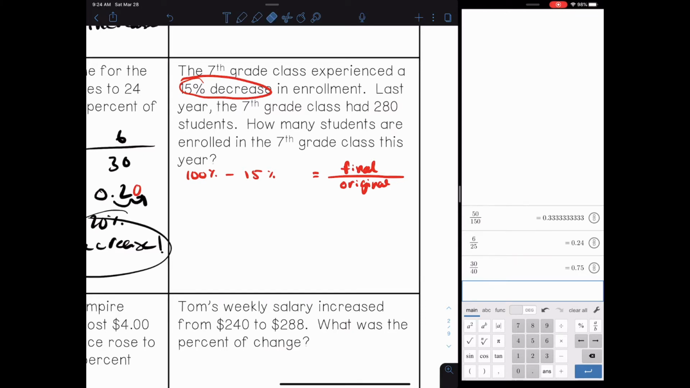Well, that's going to be 85% equals the final divided by the original. Well, how much was it says how many students are enrolled this year? Well, the original amount. How much was the original amount? Well, this was last year, right? So last year it was 280. That's the original amount. And now you want to figure out the final. So that's what we have to do.